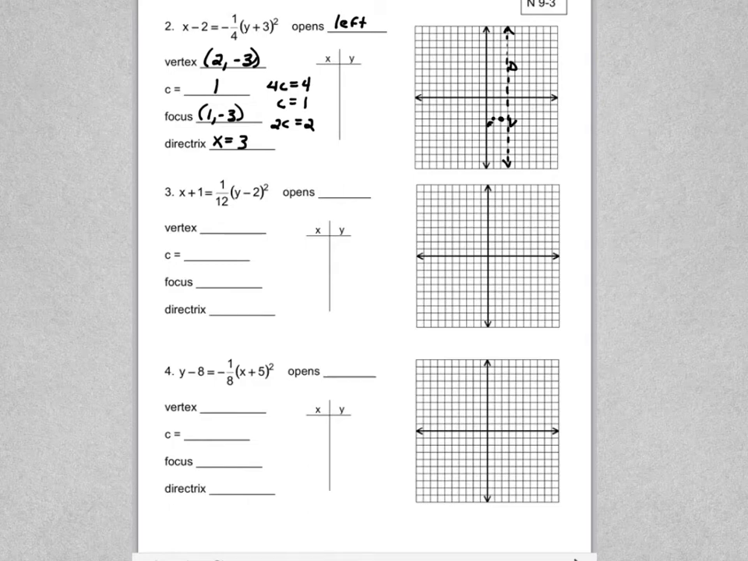1 space on the other side of the vertex. Now 2c points away from the focus, up and down. So right here is one of the points, and that's at 1, negative 1. And the other one is at 1, negative 5. Right here. And we'll go through our points and draw in the parabola.